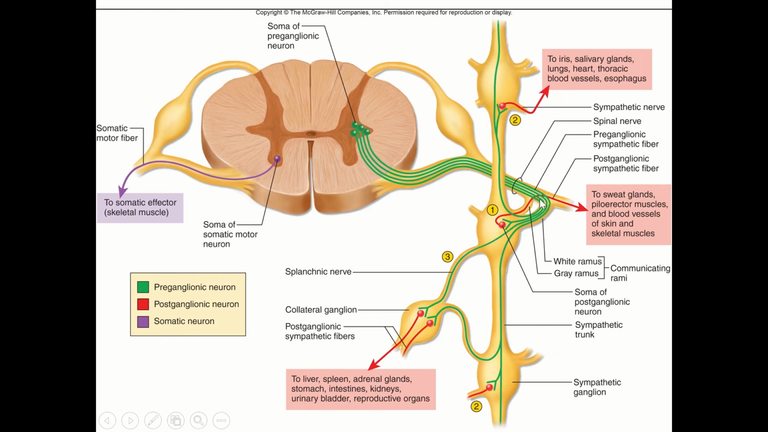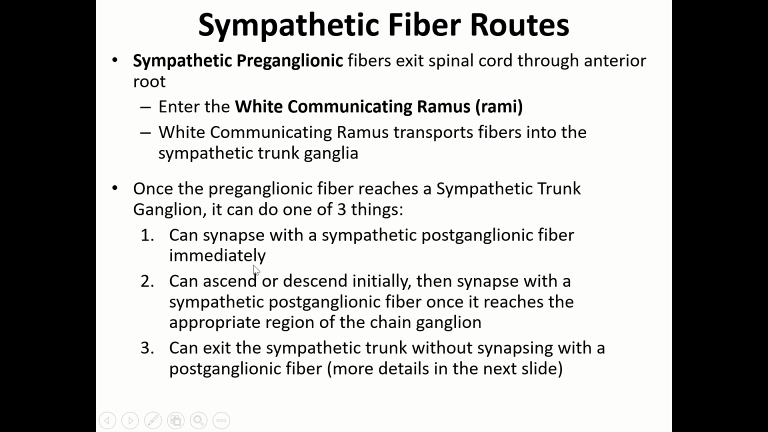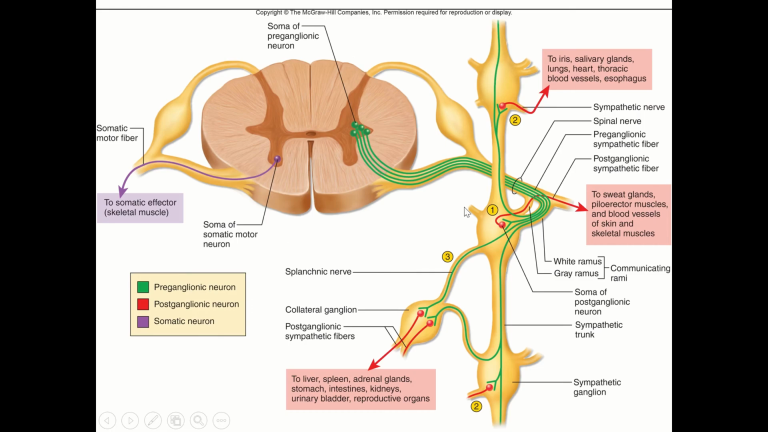Now, as you can see, there's one of three different routes that those preganglionic fibers can take. Let's look at them in order. So first right here, you can have an immediate synapse with the sympathetic postganglionic fiber. Now, if that happens right there, that postganglionic fiber is going to be stimulated by acetylcholine, and it's going to carry a signal out the gray communicating ramus here, and then out through one of your spinal nerves.